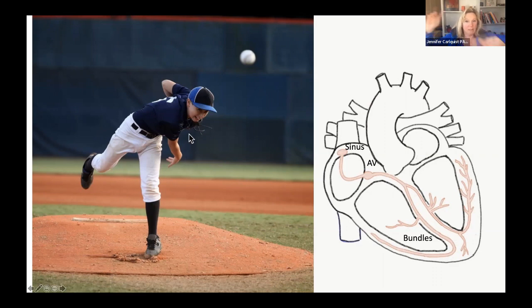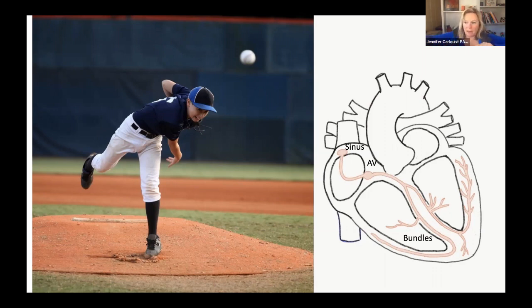The other way I like to think about it is like a pitcher, as pictured here. The pitcher throws the electrical impulse down to the catcher, who's the AV node. And the catcher, as you know in baseball, hangs onto the ball for a second and then does whatever the catcher is going to do with the ball. The same thing is true with the sinus node. The sinus node sends the impulse down to the AV and it hangs on to it for a second.